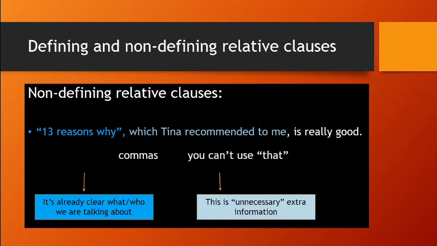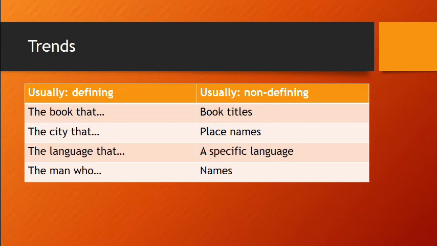Now, you might have noticed a certain trend, a trend that I will explain to you now. Usually when we've got a very general word, a word like book, city, or language, we've got a defining relative clause. This is why we can use the word that and why there is no comma. So if you write sentences like "the book that," you don't use commas. If you start a sentence with "the city," you will need to define which city you're talking about, and usually you will not use a comma, and you can use the word that.